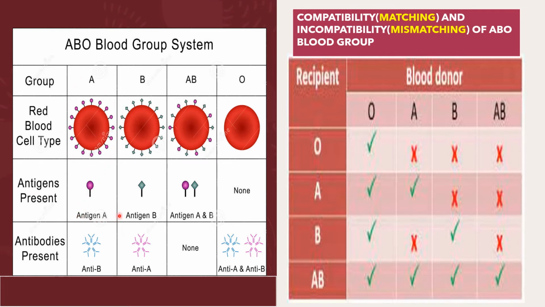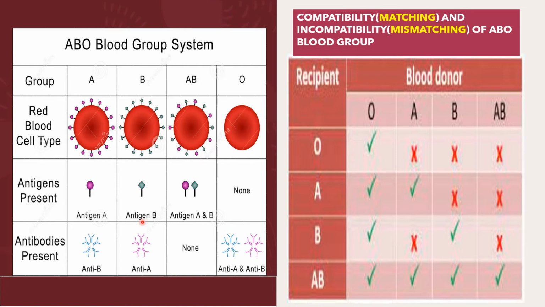Example, antigen A is present in blood group A. In blood group B, which antigen is present? Antigen B. In blood group AB, which antigens are present? Antigen A and antigen B. But in blood group O, there is no antigen on the surface of the RBC.